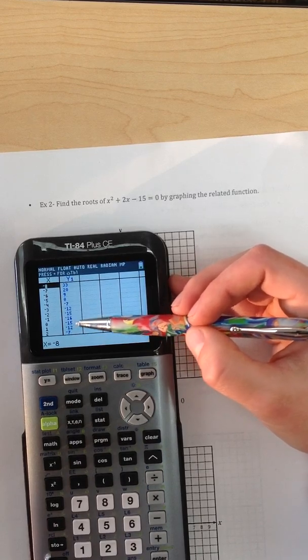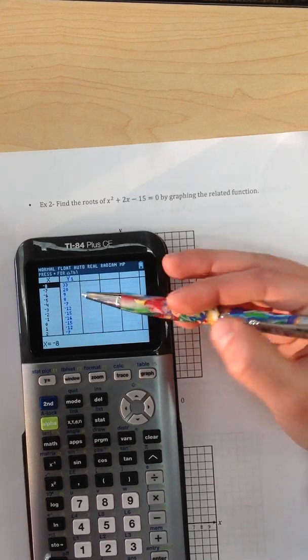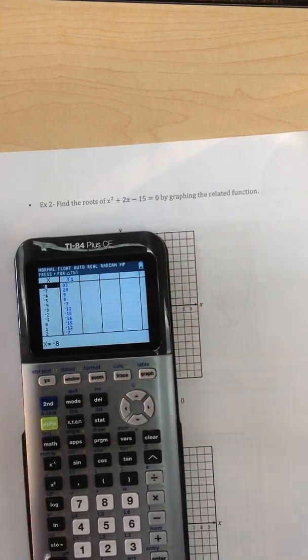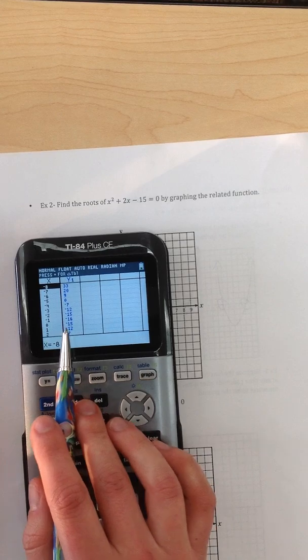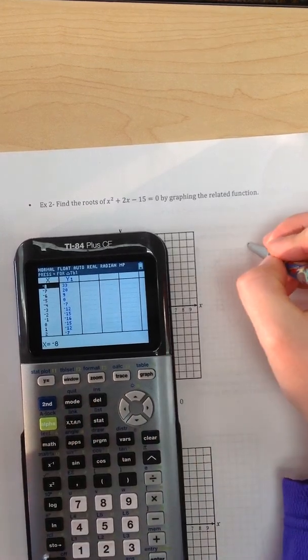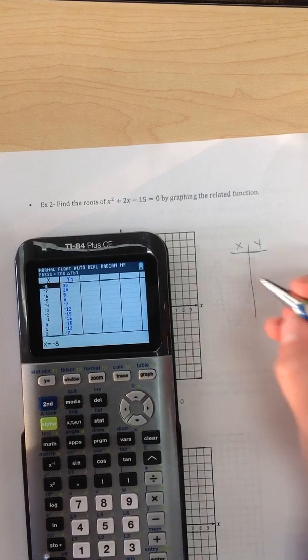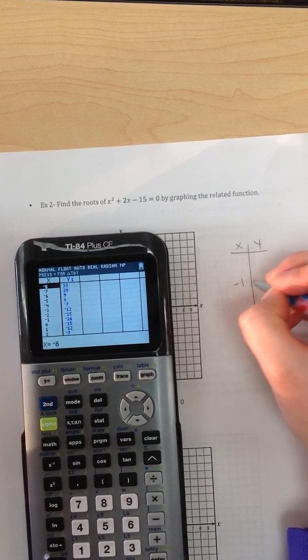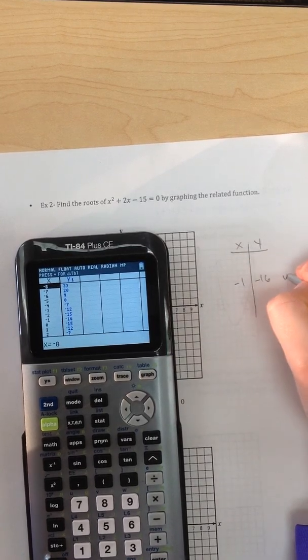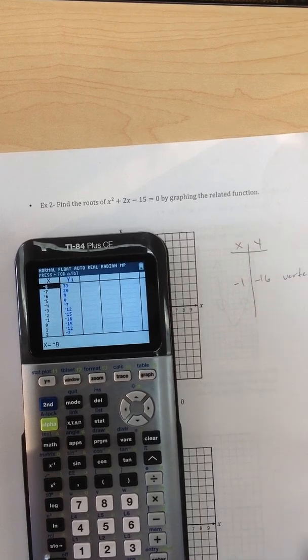So it looks like that is where our pattern kind of starts going. If we were making a table here, I would use that point, -1, -16, as my vertex. And maybe it would be a good idea to do a little table here. So x and y, if I use -1, -16 as my middle one for my vertex.